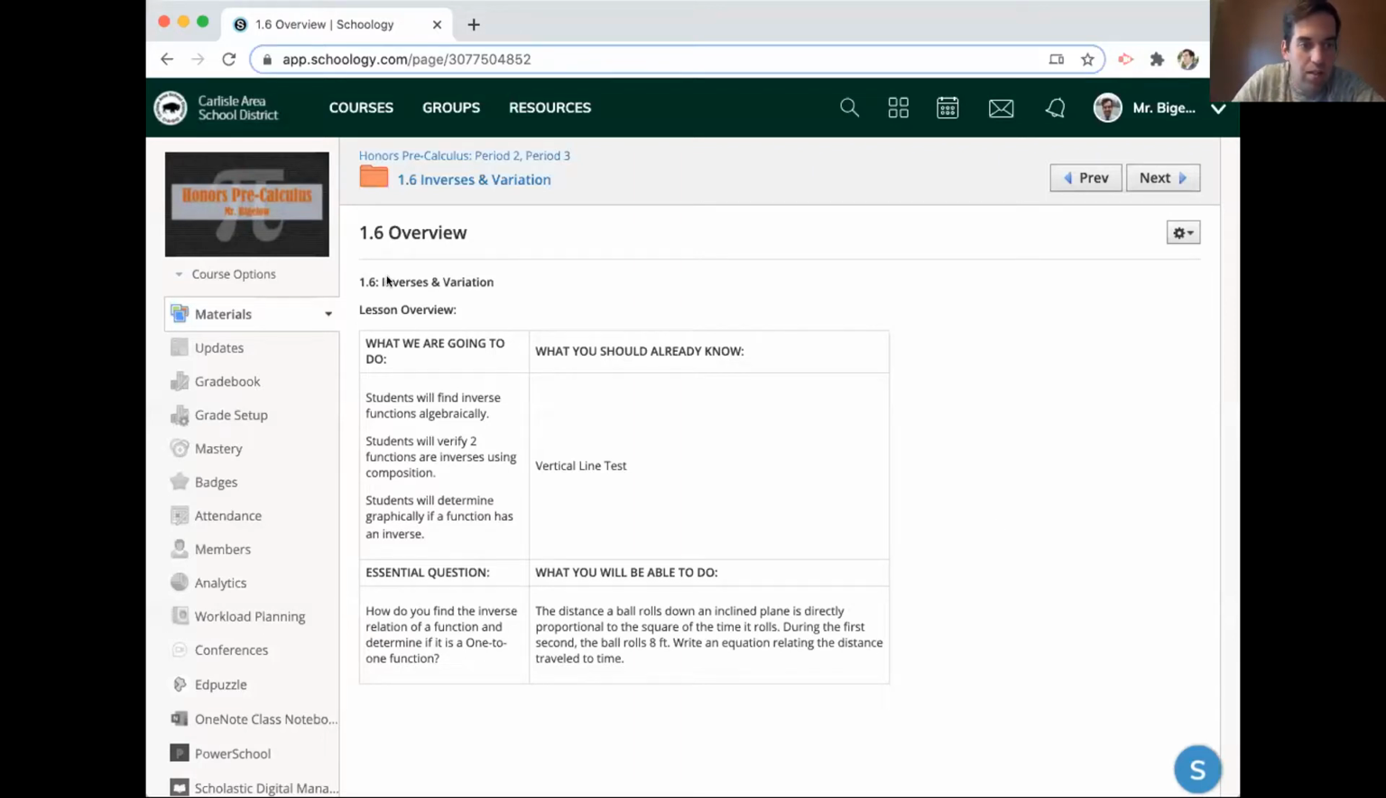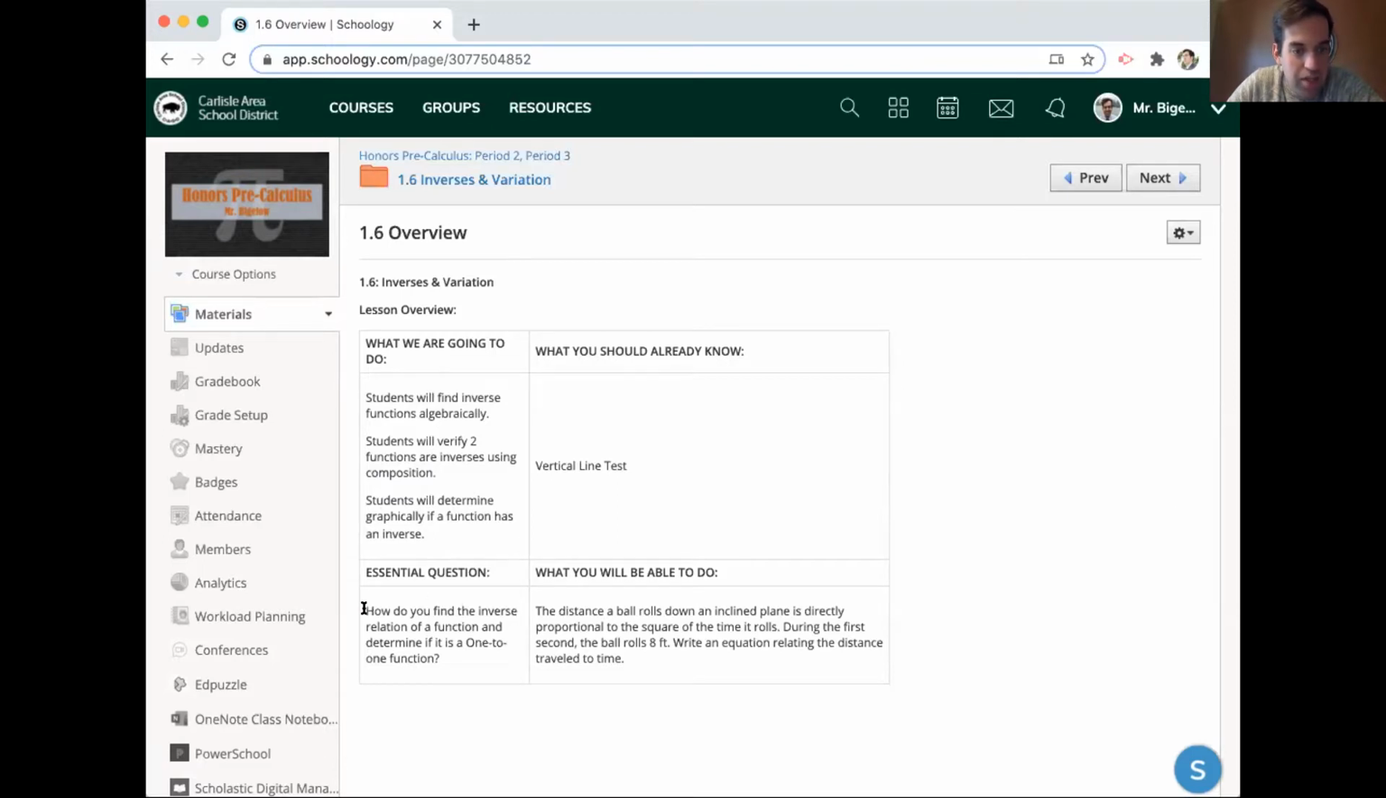You will find inverse functions algebraically. We will verify two functions are inverses using composition of functions, which you may remember from last lesson. That means, for example, f of g of x. That's a composition of functions. And students will determine graphically if a function has an inverse. So we'll take a look at graphs and what graphs of inverse functions look like.